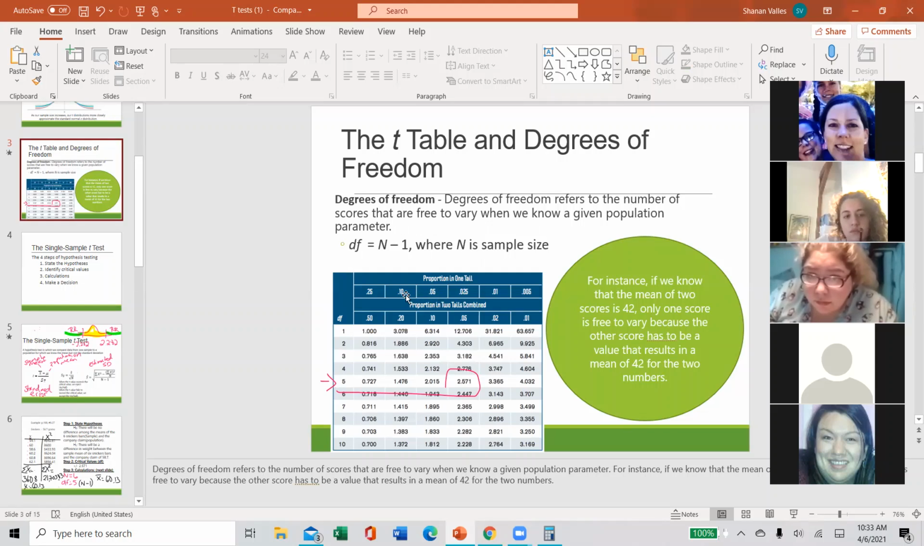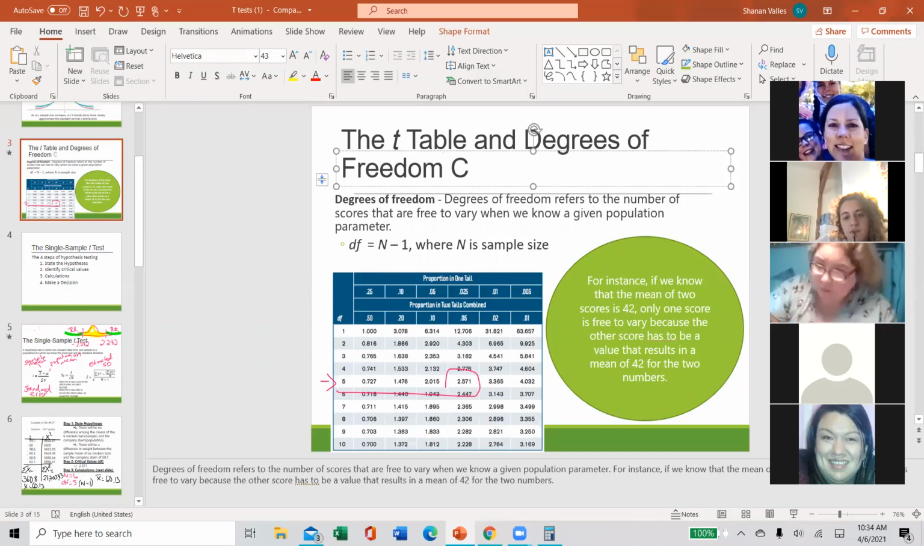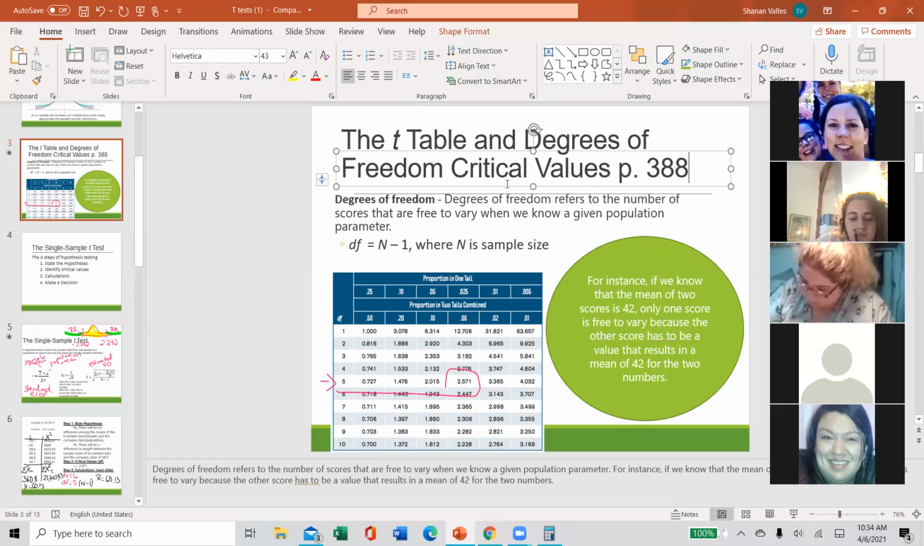in our book, it's on page 388. Okay. Let me just go ahead and type it here. Critical values. Page 388. Okay.